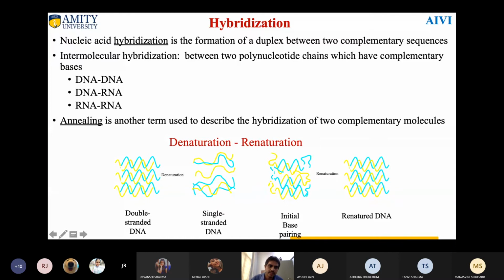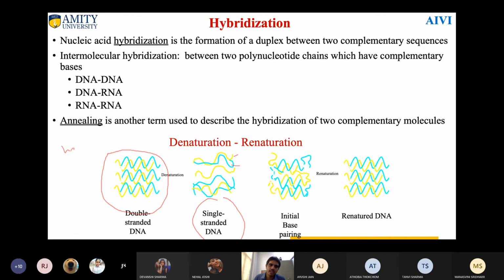In the first case, it is a double-stranded DNA, nicely paired. There are two colors, one blue and the second green. These blue and green are paired. What happens when you denature it, when you heat it up? These hydrogen bonds get broken, and the blue and green get separated. There are no hydrogen bonds, so they are apart. So this is a single-stranded DNA.